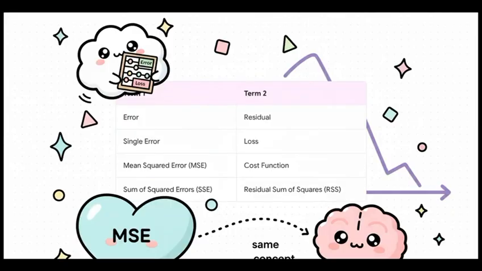Oh, and just a quick heads up on the terminology here. As you dive deeper into machine learning, you're going to see a bunch of different names for the same things. That individual error, sometimes it's called a loss. And our main score, the MSE, that's very often called the cost function because it's a measure of how costly the model's mistakes are. It's all the same idea, just different names.